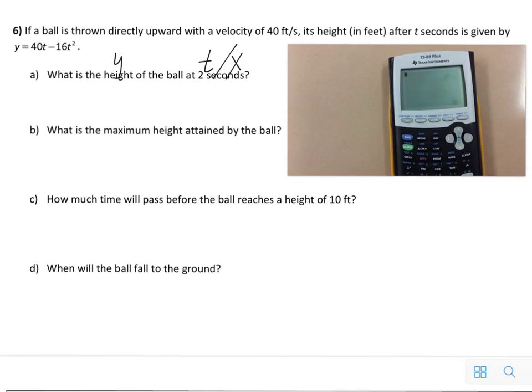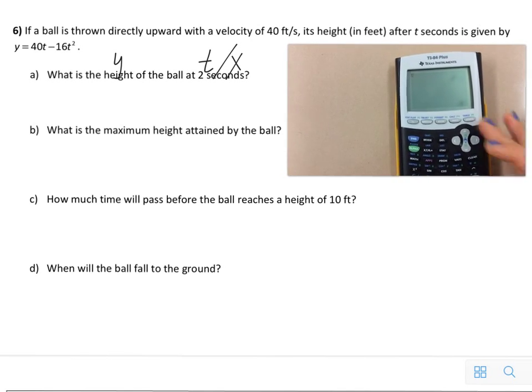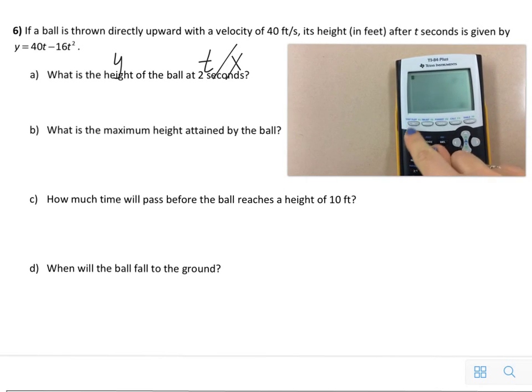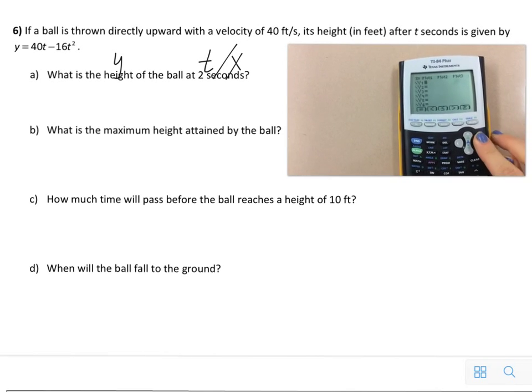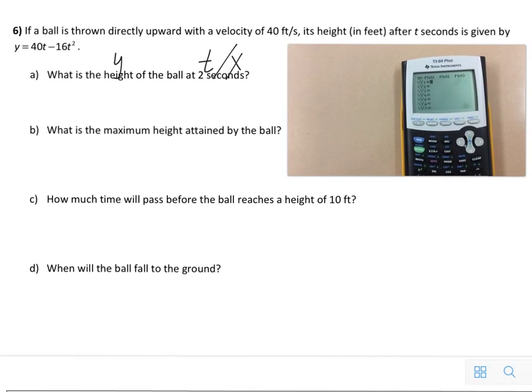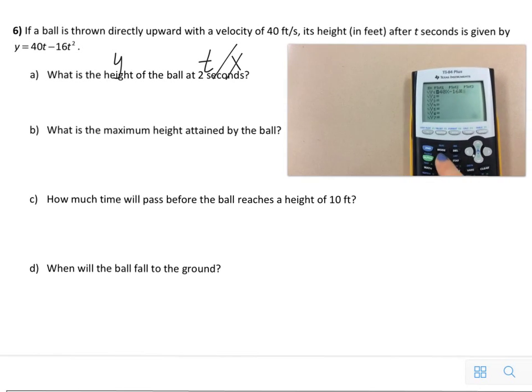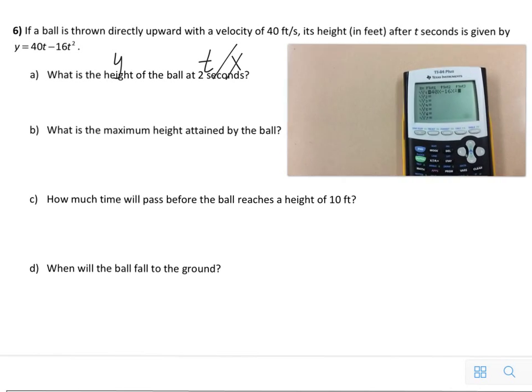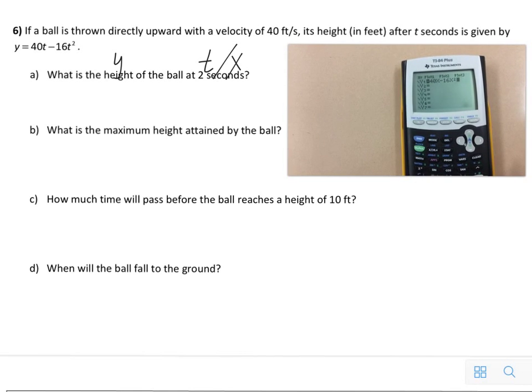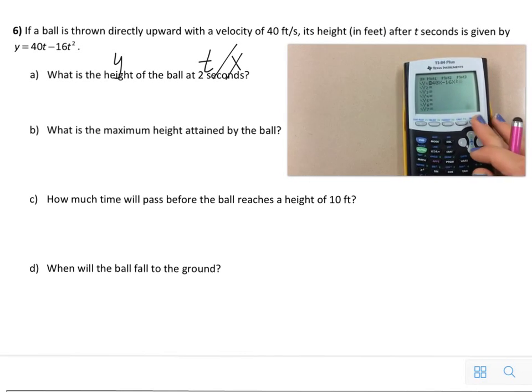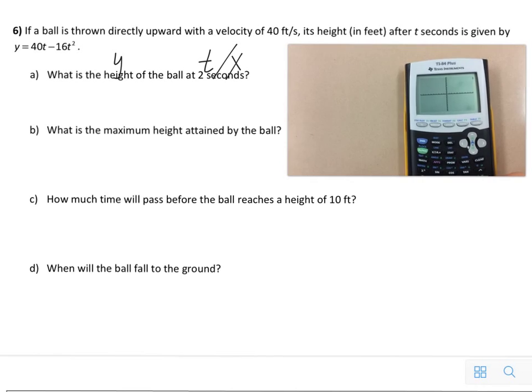Here we're going to take a look at some calculator functions. In order to do that, we're first going to have to plug in our equation. So we press our y equals button here and type in 40x minus 16x squared. We use x because that's how our calculator uses our inputs. So we're going to press graph to see what this looks like.